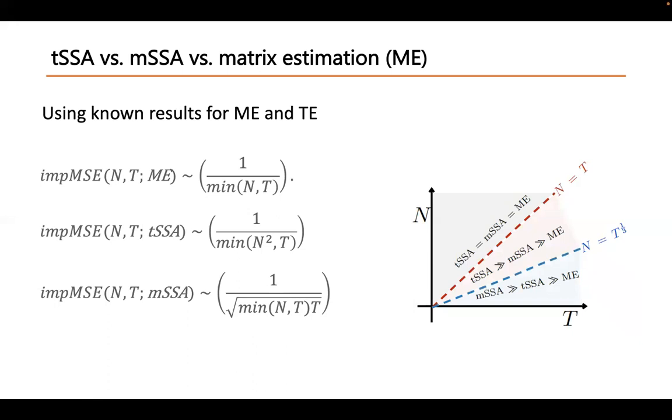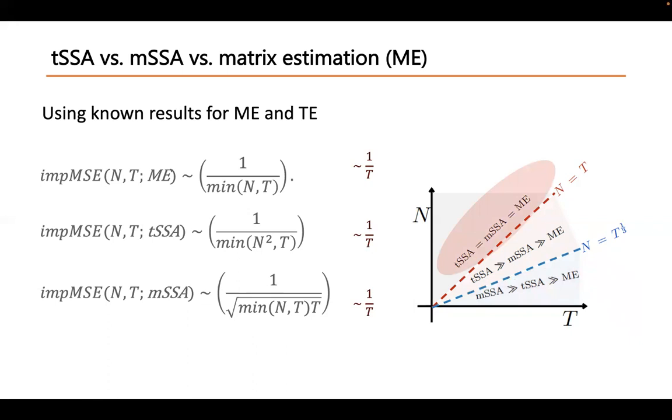So when you have T being a lot larger than N, then in that case, MSSA wins. In particular, MSSA will have a rate scaling as 1 over square root of N T. TSSA will have a rate of 1 over N squared. And matrix estimation, which is where you just do matrix completion or matrix estimation on the original time series of data, that will have rate 1 over N.